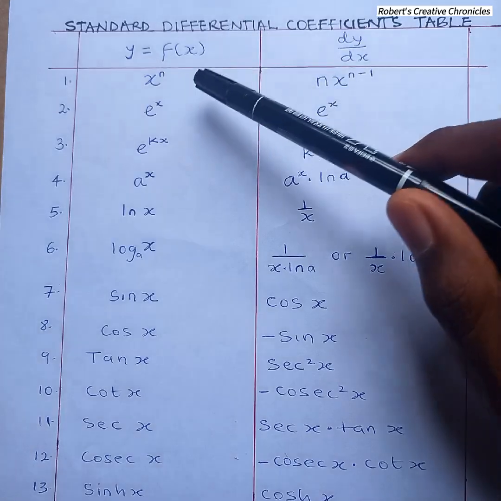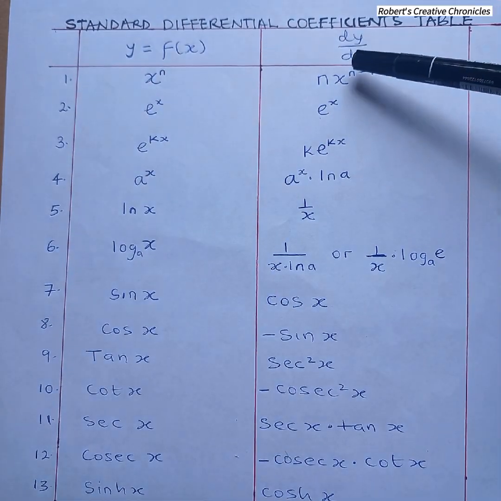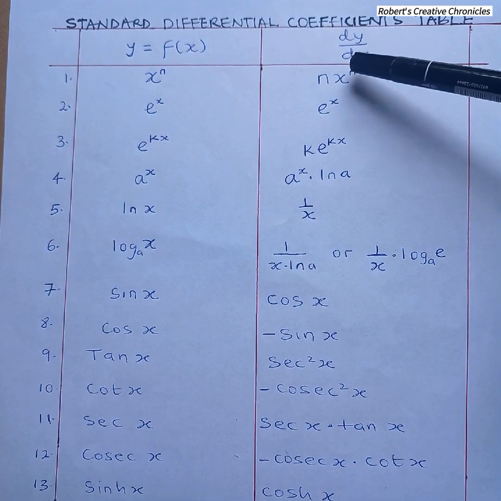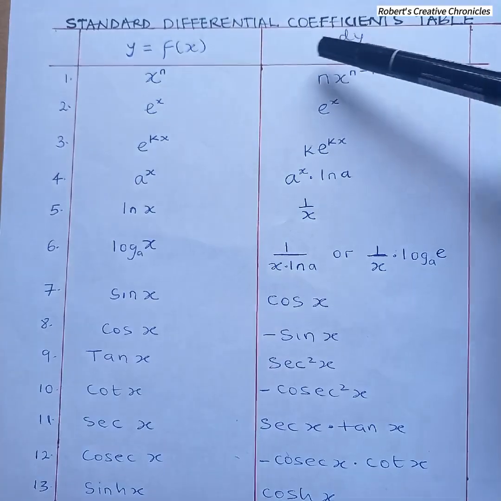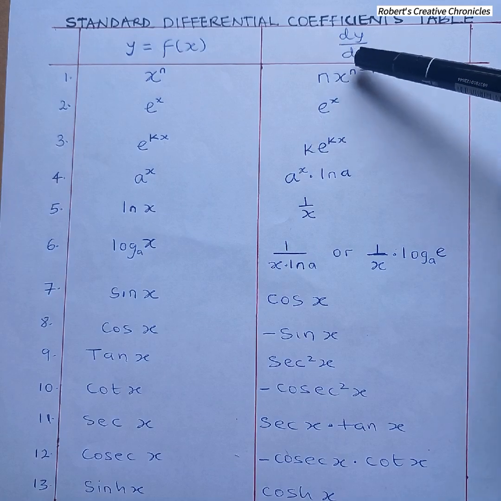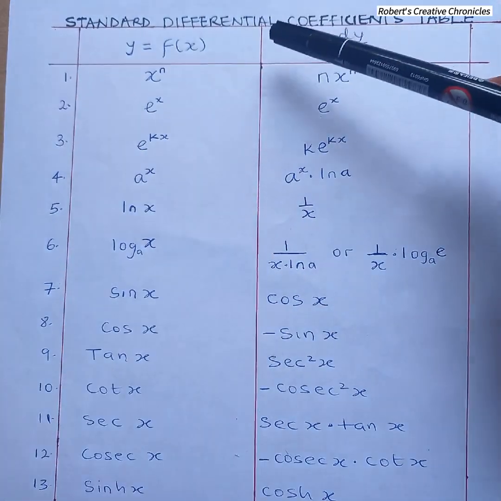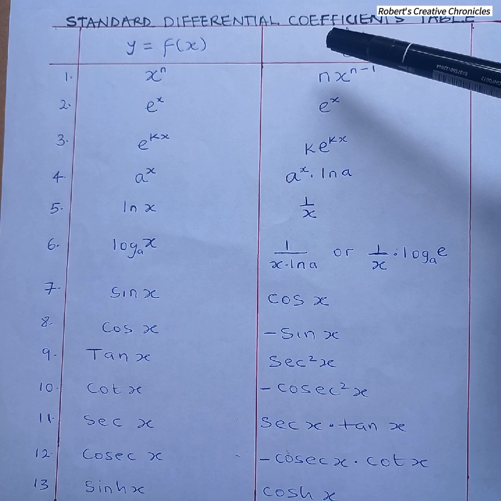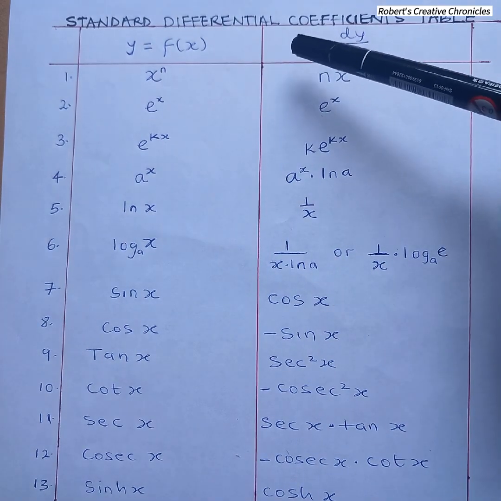Now, the first function is x raised to the power of n. The derivative is given by multiplying the power by the function, then subtracting 1 from the power of the function. So, you multiply the power n by the function x, then you subtract 1 from n, which is the power. This is used to differentiate functions like x squared, whereby the answer will become 2x. So you use this to differentiate any function raised to the power of a number.